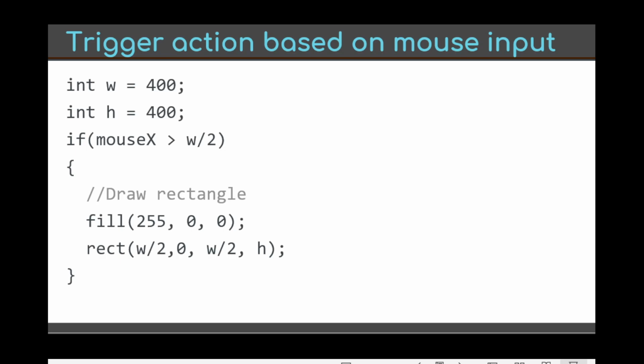This is how you find the center of a screen. So if your screen size is 400 by 400, that width divided by 2 is the vertical divider right down the middle, right? And H divided by 2, or height divided by 2, would be the horizontal line dividing it in the middle.